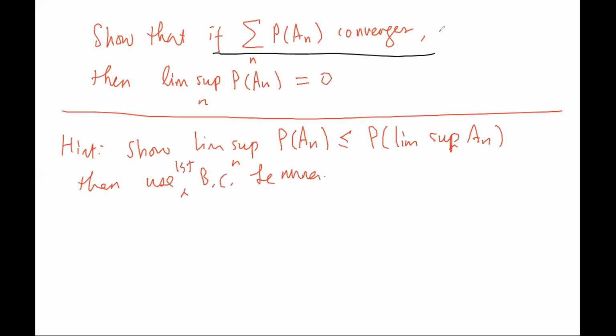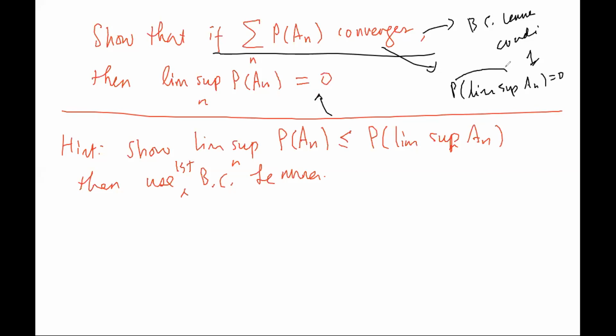Okay, so you recognize this as the Borel-Cantelli lemma condition, right? In the Borel-Cantelli lemma, it basically just says P of lim sup A_n. It doesn't say anything about lim sup of P. Borel-Cantelli lemma one says that if this converges, then P of lim sup A_n is equal to 0. It seems like in this question you can move this P inside, and it would also be true. This is the point of the question.